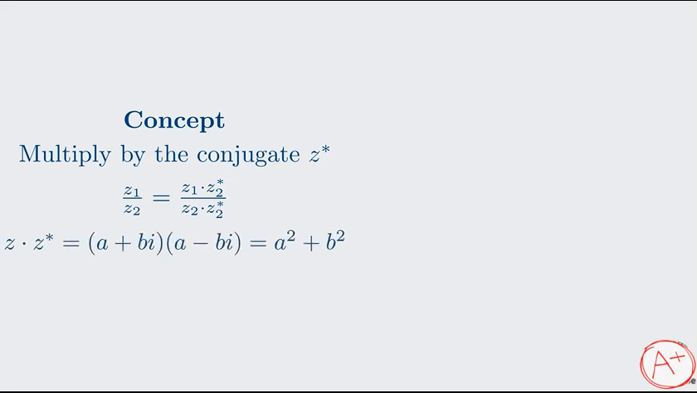Division is slightly more complex. We cannot have an imaginary unit in the denominator. To remove it, we multiply both the numerator and the denominator by the conjugate of the denominator. z sub 1 over z sub 2 equals z sub 1 times z sub 2 star over z sub 2 times z sub 2 star. This process, similar to rationalizing a surd, results in a real number in the denominator because any complex number multiplied by its conjugate equals a squared plus b squared.